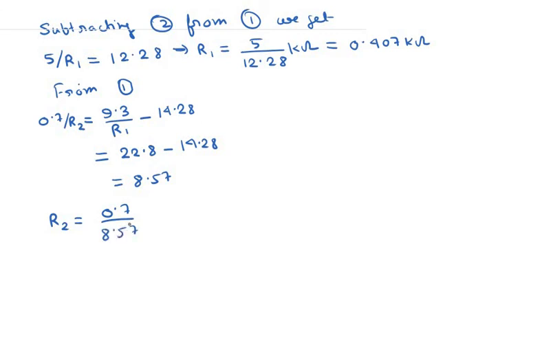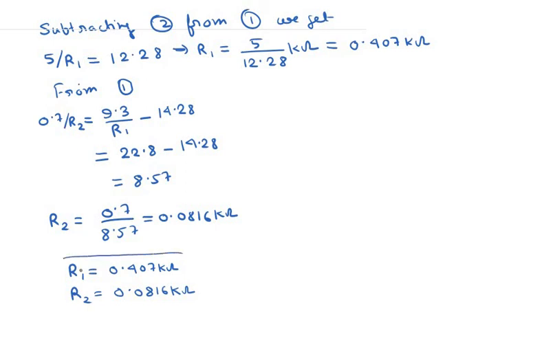So this is 0.0816 kilo ohms. This is our answer: R1 is equal to 0.407 kilo ohms and R2 is 0.0816 kilo ohms. So this is our answer.